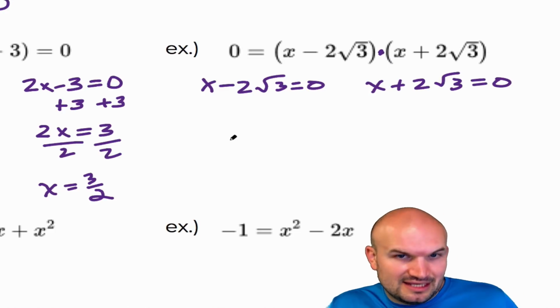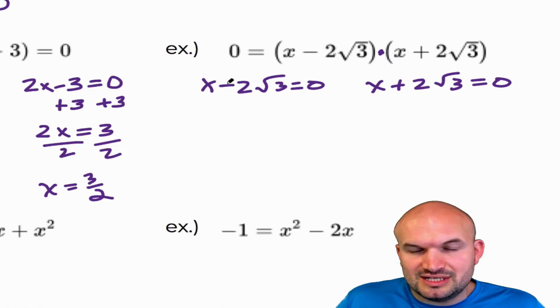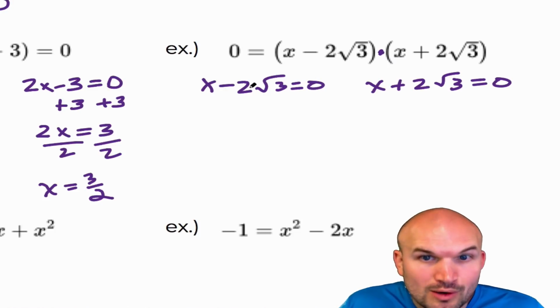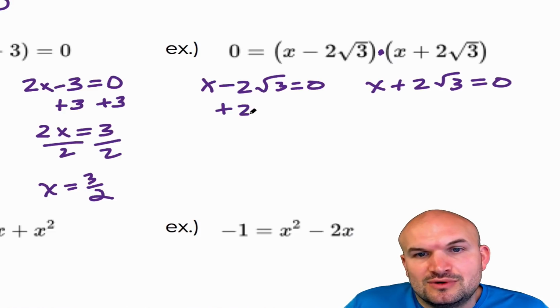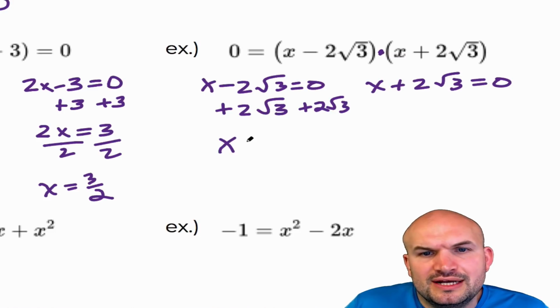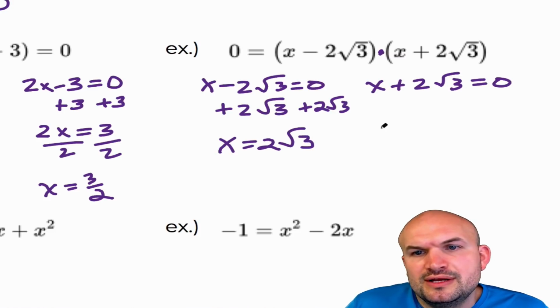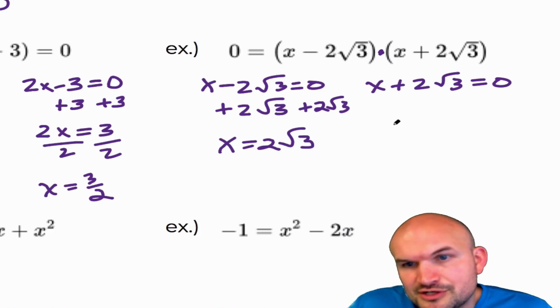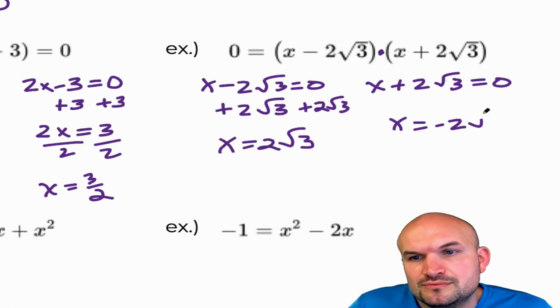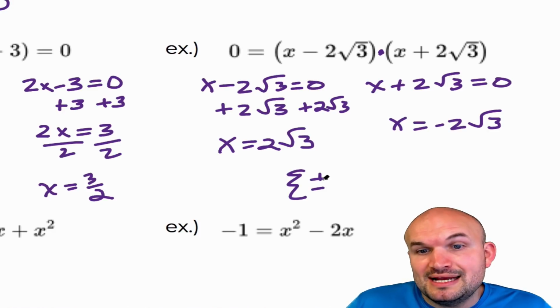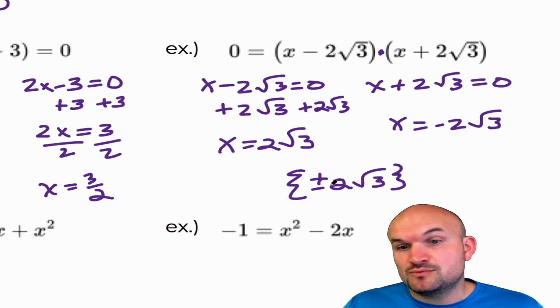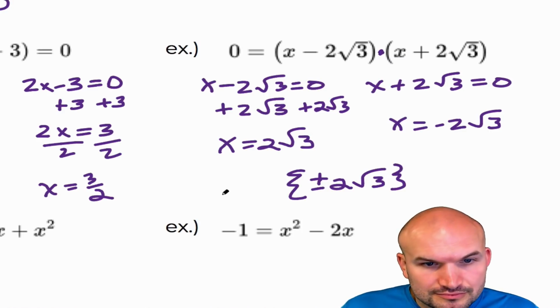Now, again, this is an irrational number, and that's perfectly fine. This is a whole quantity together. These are multiplied, but we're just going to add them over to the other side. So we'll add 2 square root of 3 onto both sides, and therefore, you get x equals 2 square root of 3. And then here, if you subtract, you're going to get x equals negative 2 square root of 3. Sometimes, we'll write this as plus or minus 2 square root of 3 to represent the positive as well as the negative solution.